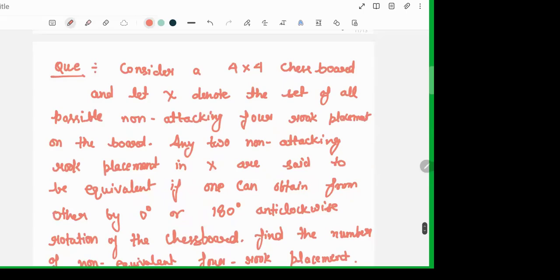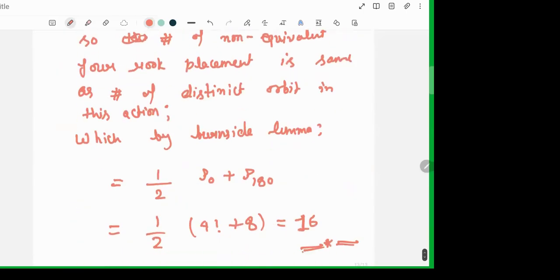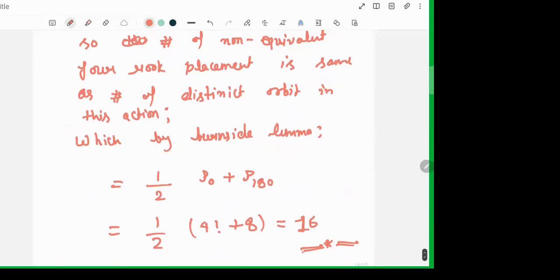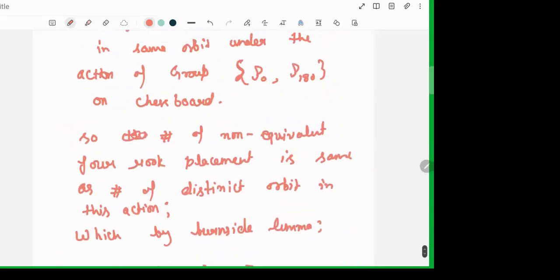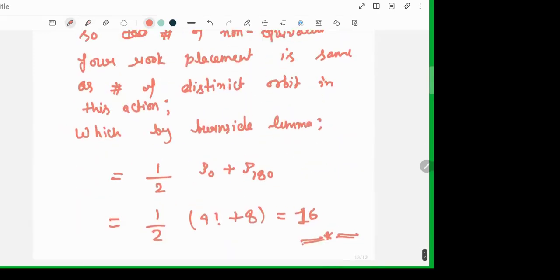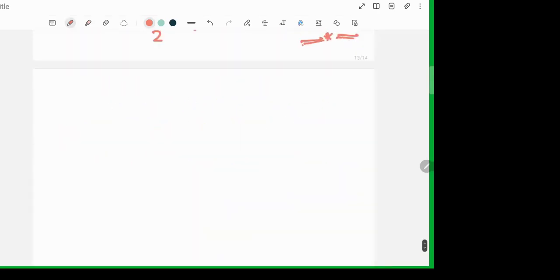Yes, it's clear. Clear, na? So, can you explain the orbit again? Yes. Two rook placements are equivalent if they are the same under rho 180 basically, right? 180 degree rotation. So that means they lie in the same orbit. I'm just asking the idea of orbit. Okay, what is orbit? You know the definition, na, or not? You explained it earlier, I think, but I'm not sure.